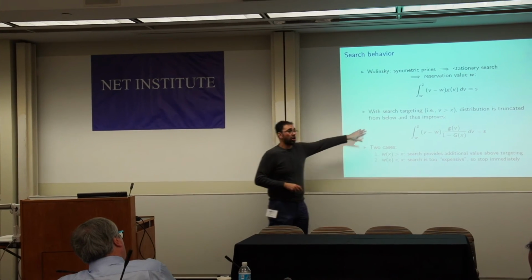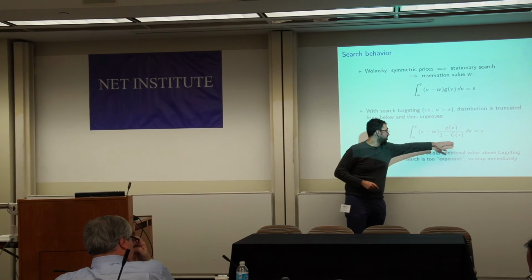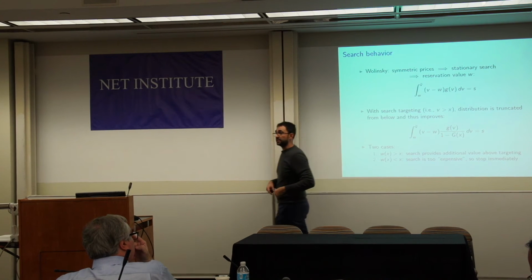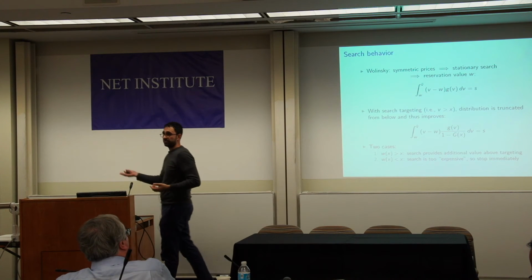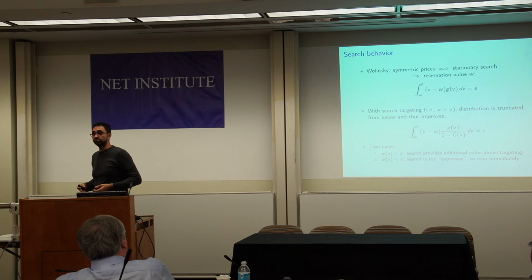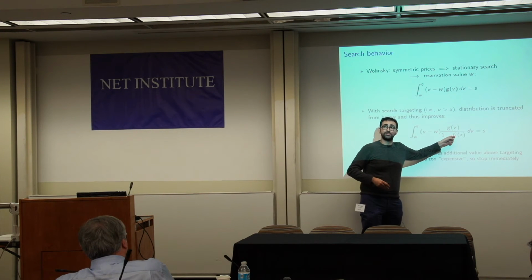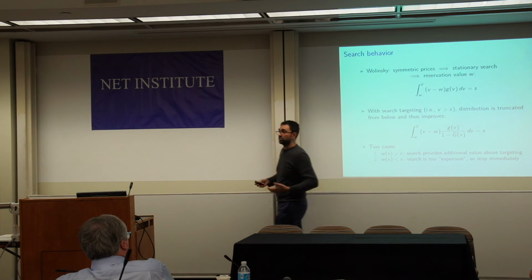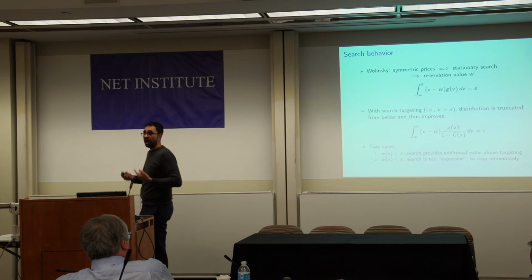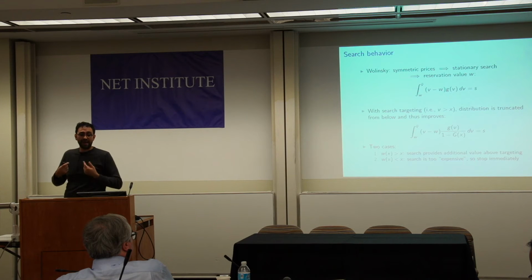When we introduce this targeting, the one thing that changes is the distribution of things that I see. I now see things that are coming from a distribution truncated from below, and what that means is that the benefit of search improves. Because now I'm guaranteed to only see, with each additional search, high quality objects. Things that are more precisely matched to me.